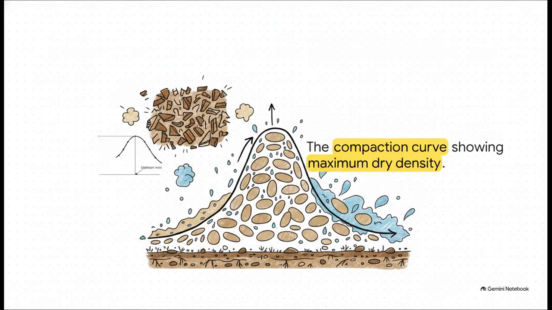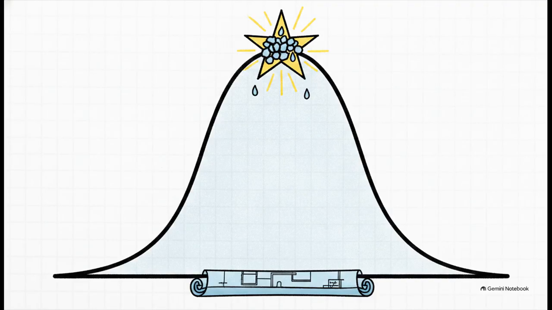But watch what happens after the peak. If you keep adding water, that water literally starts taking up the physical space that the soil particles should be occupying. At that point, you aren't compacting soil anymore, you're just making mud, and the dry density absolutely plummets. That exact peak on the curve is what we call the optimum moisture content, or OMC. This is the sweet spot. It's the exact water content where you hit 100% compaction and maximum dry density for a given compactive effort. Finding this peak is the ultimate goal for any structural fill.